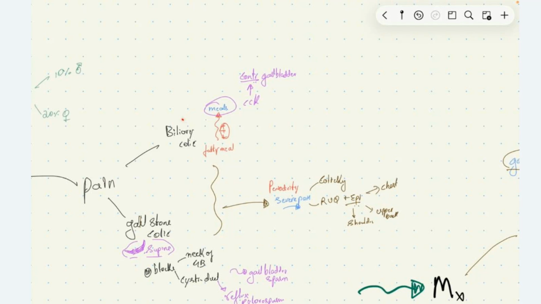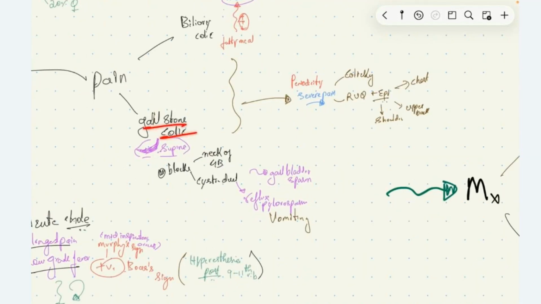In case of gallstone colic, at night, when the patient wants to sleep peacefully and lies down in supine position, the gallstone goes and blocks the neck of gallbladder and cystic duct, causing the gallbladder spasm. And then due to this blockage of the neck of gallbladder and cystic duct, there will be reflex pylorospasm. Along with the pain, the patient can have vomiting in case of gallstone colic. This is about the pain.